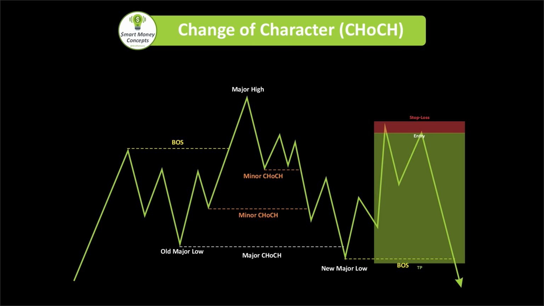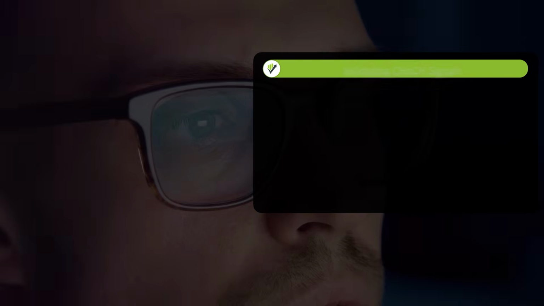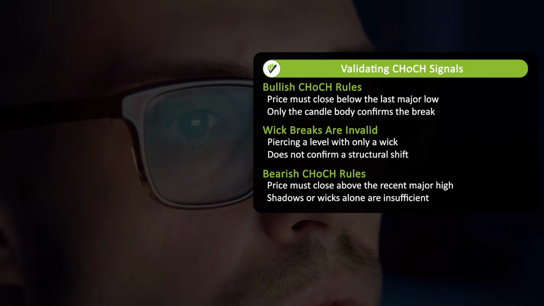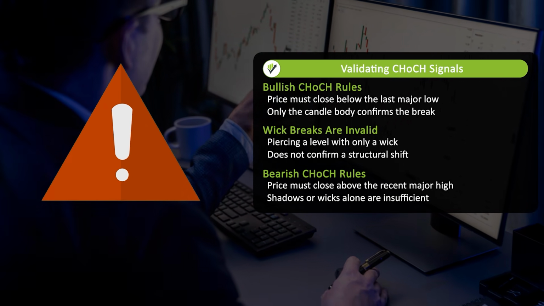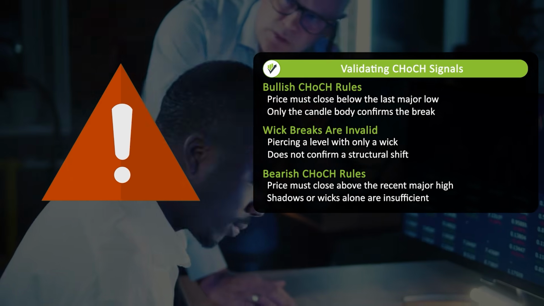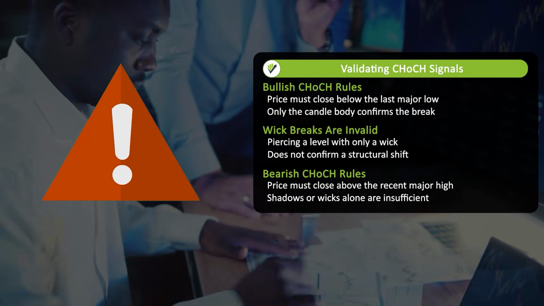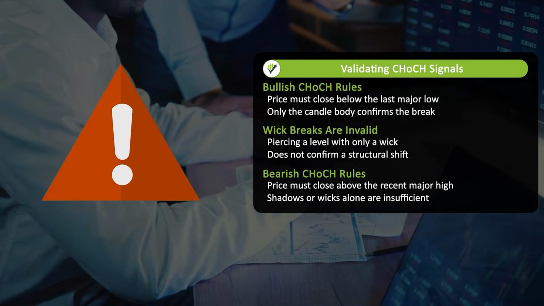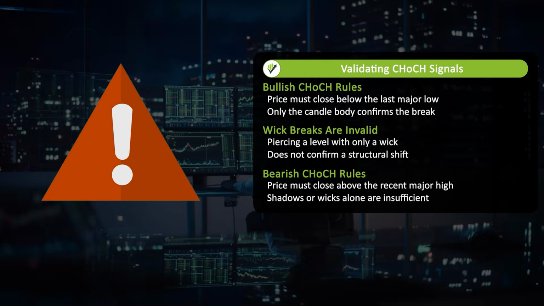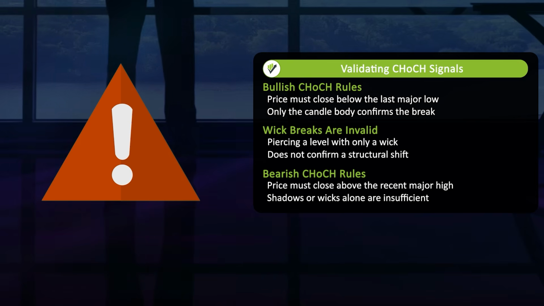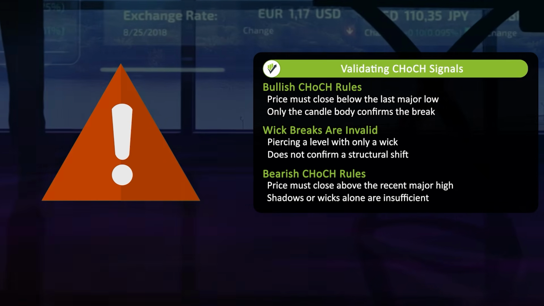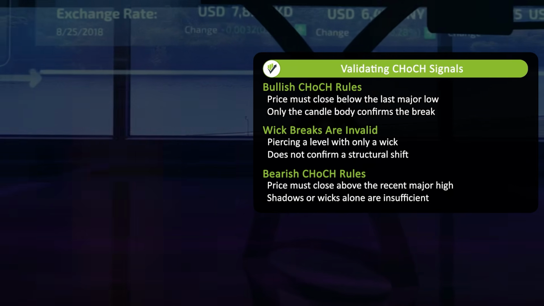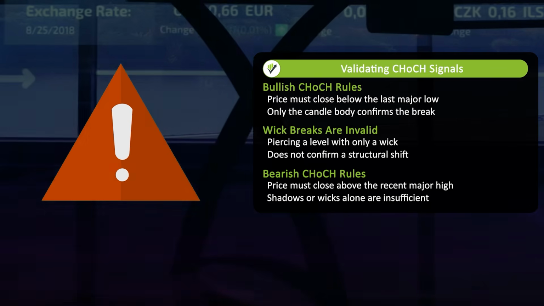Furthermore, it's essential to remember that in a bullish scenario, a change of character pattern is only considered valid if the price breaks and closes below the last major low using the body of the candle. If the price breaks the most recent high with a long wick or shadow and then closes within the high's range, the change of character is deemed invalid and cannot be seen as a decisive market structure shift. This principle is mirrored in bearish scenarios. For a change of character to be considered valid and highly probable, the price must break and close above the recent major high with the candle's body. Any penetration merely by a shadow or wick is regarded as insufficient.